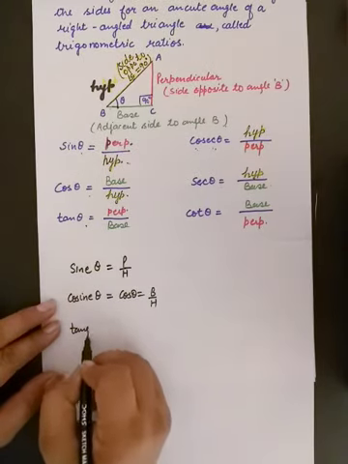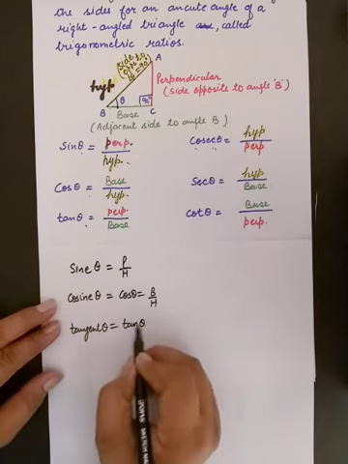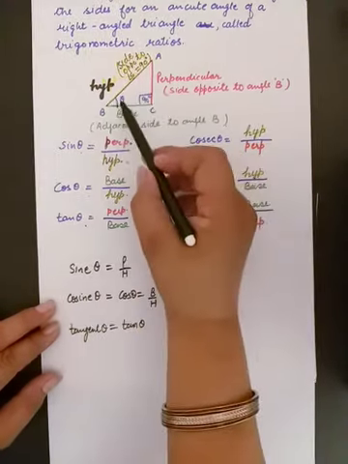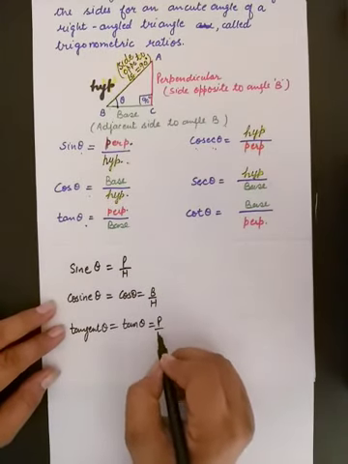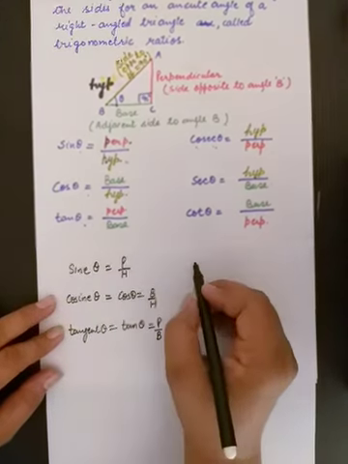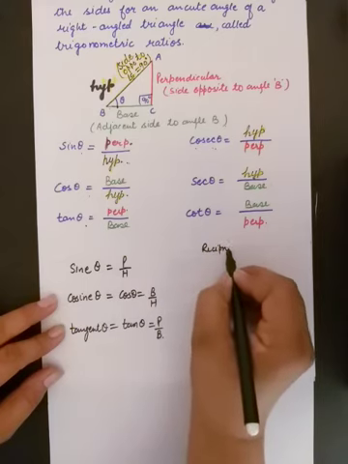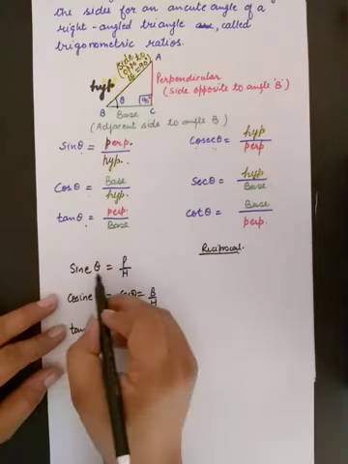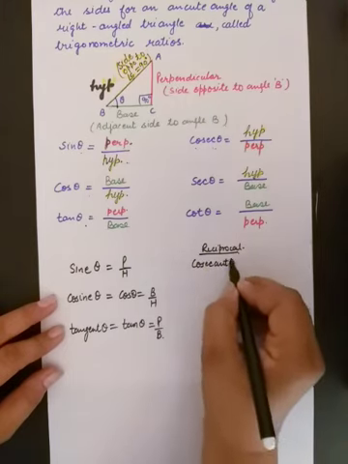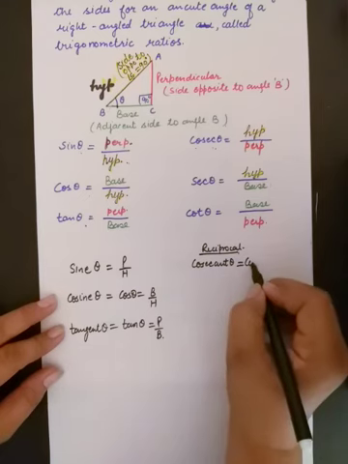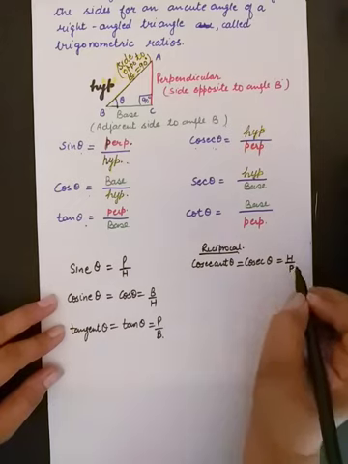Third ratio is tangent theta, and in short it is written as tan theta. What is theta? Theta is the acute angle given in the base of a right angle triangle, so it is P by B. Now the reciprocal of sin theta is cosecant theta, and in short it is written as cosec theta, and it is hypotenuse by perpendicular.